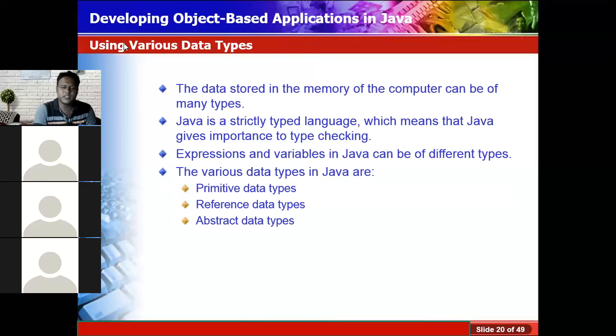Now, using the various data types. So when you define a variable, what does it mean? It is a memory where you have to store the value. So when you define a memory, then you have to define the data type.